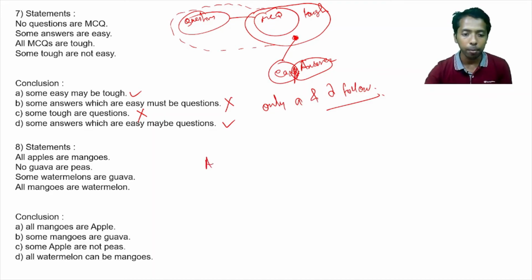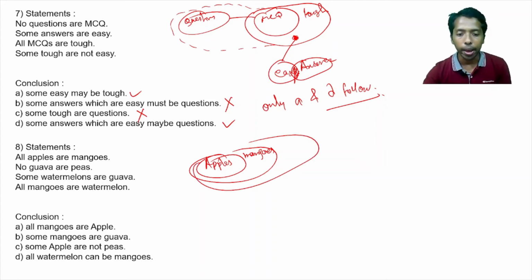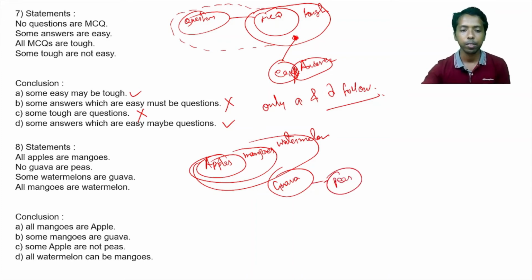All apples are mango. All mangoes are watermelon. I hope this is okay. Now, some watermelons are guava. No guava is peach.